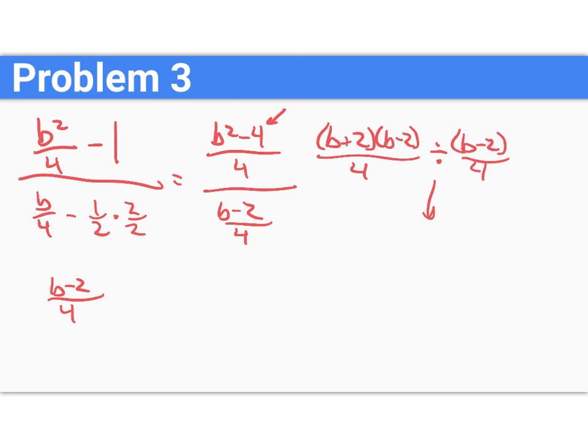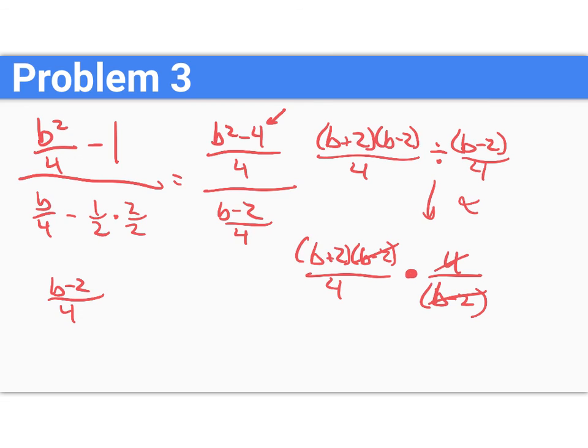And you know what's going to happen. So get b plus 2, b minus 2 over 4 times 4 over b minus 2. B minus 2's cancel out, the 4's cancel out, and you're just left with b plus 2. And there you go. It looked harder than it was, but we did our fraction magic and we remembered these things.